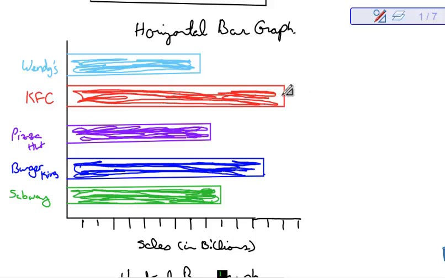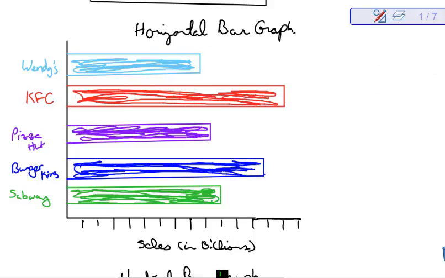Then KFC was 14.2, and so we're a little over 14. Pizza Hut was at 9.3, so a little over 9. Burger King was at 12.7, so we're almost at the 13 mark, but not quite. And Subway was right at the 10 mark. So each one has a bar that represents their number of sales, and they're horizontal, so a horizontal bar graph.